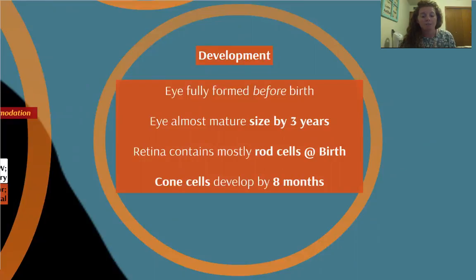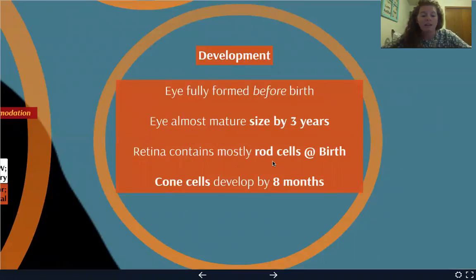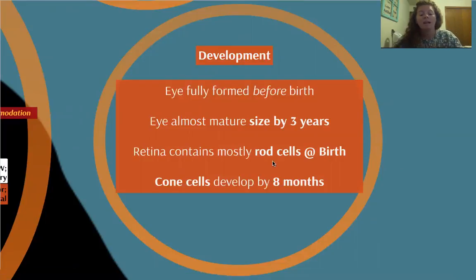So that's probably another reason why babies' heads are so big, because you have to fit your full adult size in there. And then the retina is really mostly rod cells at birth. Rod cells, remember, are peripheral vision and black and white vision. So that's why babies can't see very well when they're born.